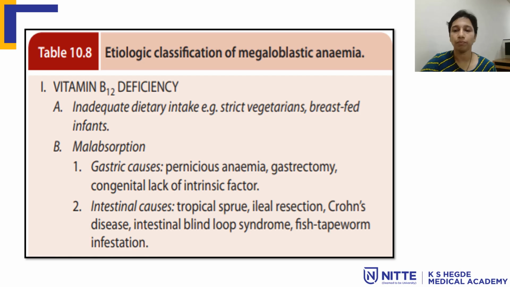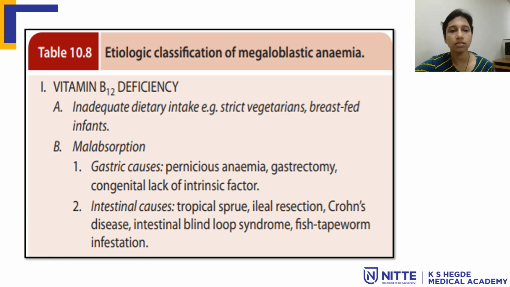So coming to causes of megaloblastic anemia by vitamin B12 deficiency. So it can be caused by either inadequate dietary intake, mainly which is seen in strict vegetarian as the source is mainly meat product, or it can be malabsorption. So malabsorption is the more common cause of vitamin B12 deficiency. So in malabsorption, it can be either gastric cause because intrinsic factor which is synthesized by the stomach is required for absorption of the vitamin B12, or it can be intestinal cause because it is absorbed in the ileum.